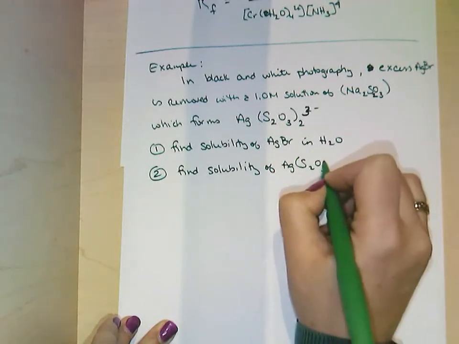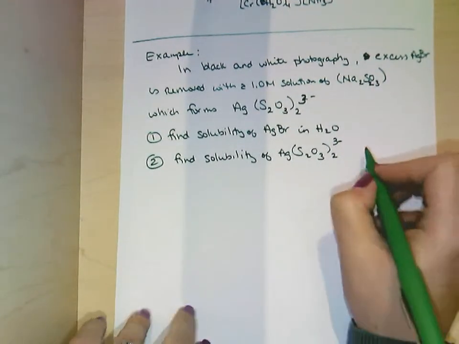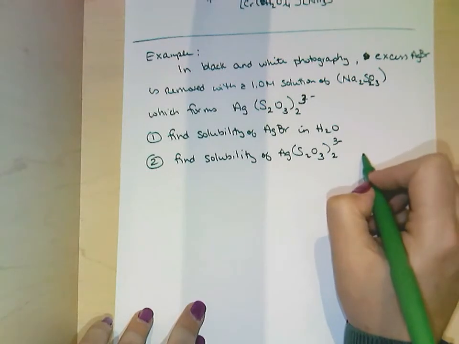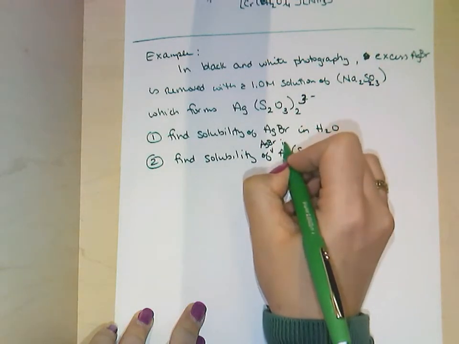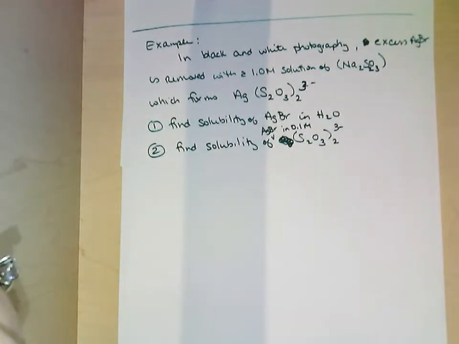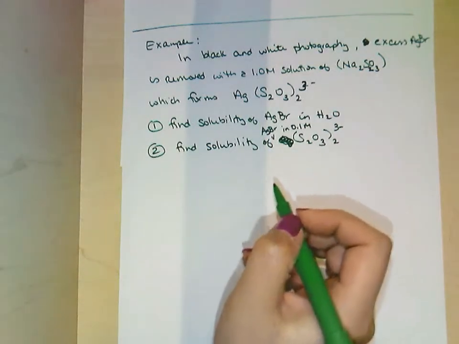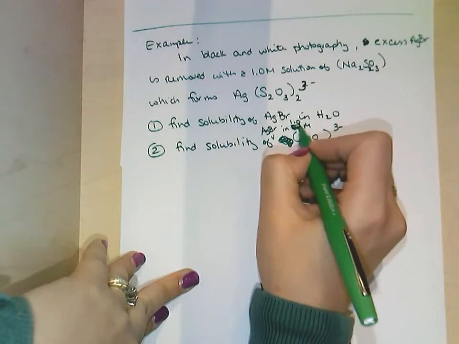Okay, so just like we did before, oh, sorry. I was reading and writing at the same time. So we're going to find the solubility of silver bromide in water and the solubility of silver bromide in the 1.0 molar thiosulfate solution. So the same problems we had before, right? On, I guess, last Friday, where we looked.